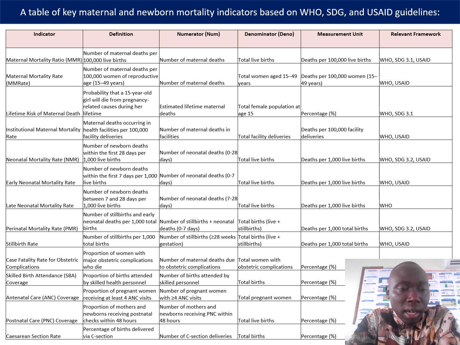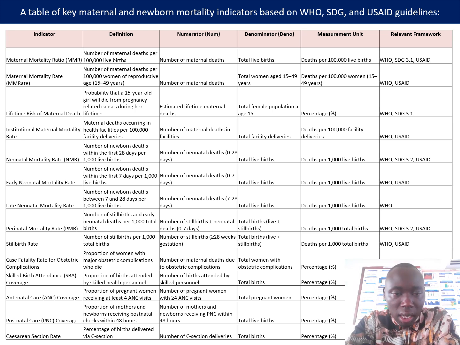Then we have the neonatal mortality rate. When we look at the neonatal mortality rate, the definition here is the number of newborn deaths within the first 28 days per 1,000 live births. The other one was per 100 live births. Maternal deaths is per 100 live births. Meanwhile, neonatal is per 1,000 live births. So its numerator is the number of newborn deaths 0 to 28 days. The denominator is total live births, and it is measured in deaths per 1,000 live births.